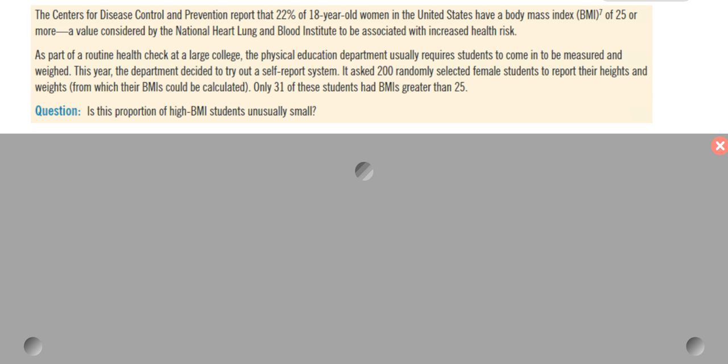All right, so hopefully you've read through it. We want to answer: is this proportion of BMI students unusually small? What we need to know is how samples of 200, because we know this is a sample of 200, behave when pulled from a population that has a proportion of 22% for BMIs of 25 or more. We've pulled a sample from that population, and we want to know how likely it is that we would have gotten a sample with the sample proportion that we find.